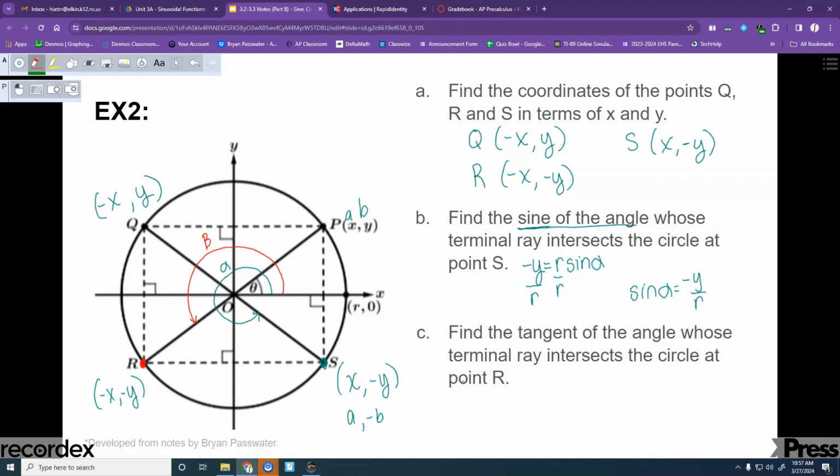So if I want to do tangent of beta, it is y over x. But at this point, my y coordinate is negative y, and my x coordinate is negative x, which actually just becomes what? Y over x, because a negative over a negative is positive.